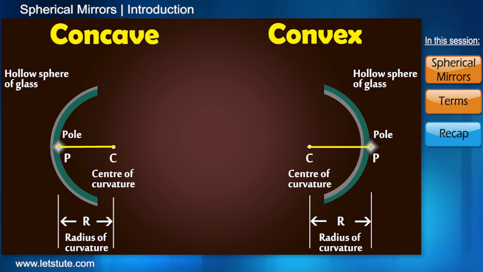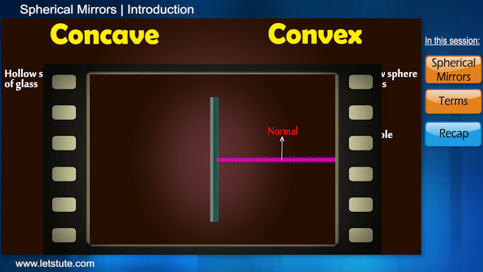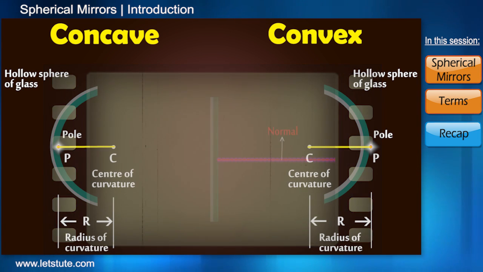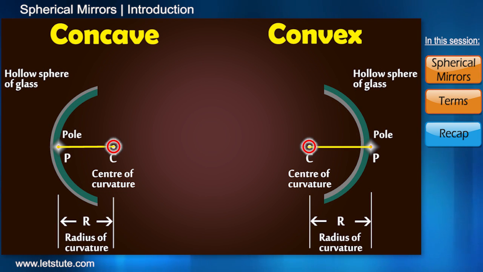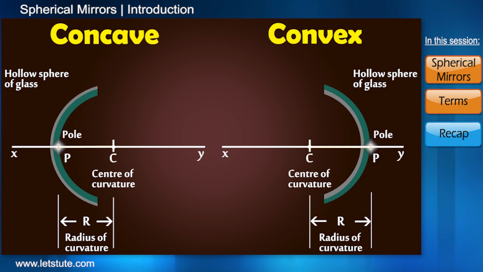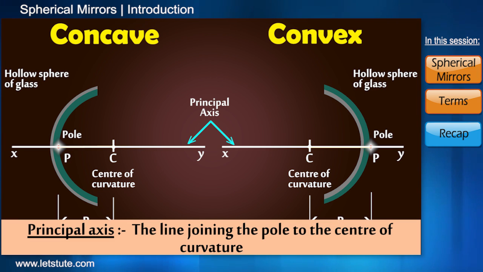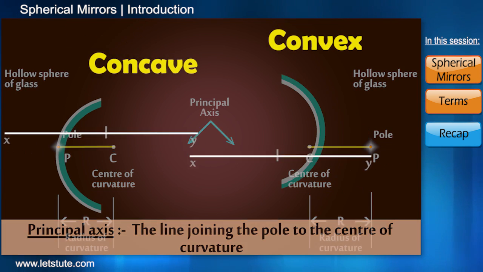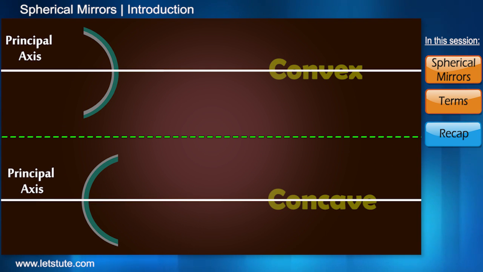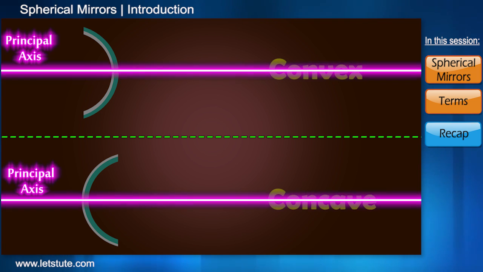Beyond this point, we'll have to use a little imagination. It's not difficult at all. Let's take it one step at a time. Just like how we had a normal earlier for reference purposes, let's now again have a line that passes through C and P, which sort of bisects the whole mirror curve. This line is called the principal axis. All rays incident onto the spherical mirrors will now be compared to the principal axis.